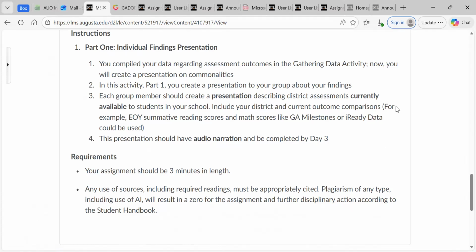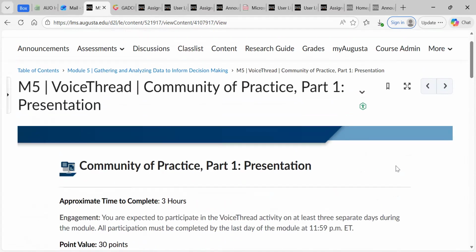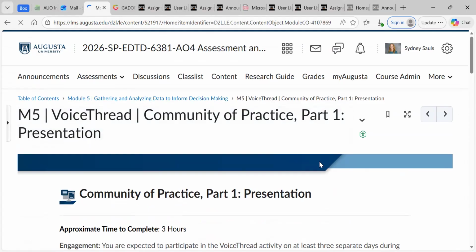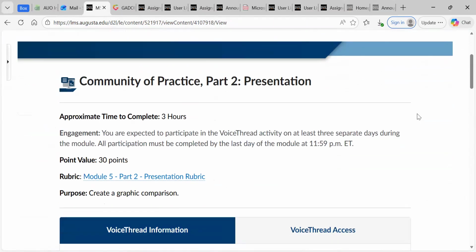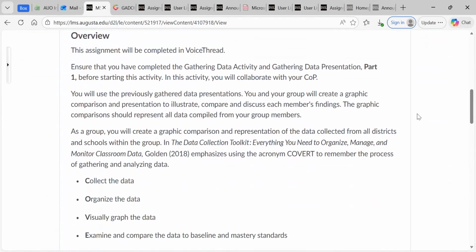This gives you further examples. Georgia Milestones, iReady, summative reading scores, and math scores from those would be perfectly fine for this assignment. All right, let's look at part 2 here, because this is when your group is going to work together and you're going to compile your data into one presentation.